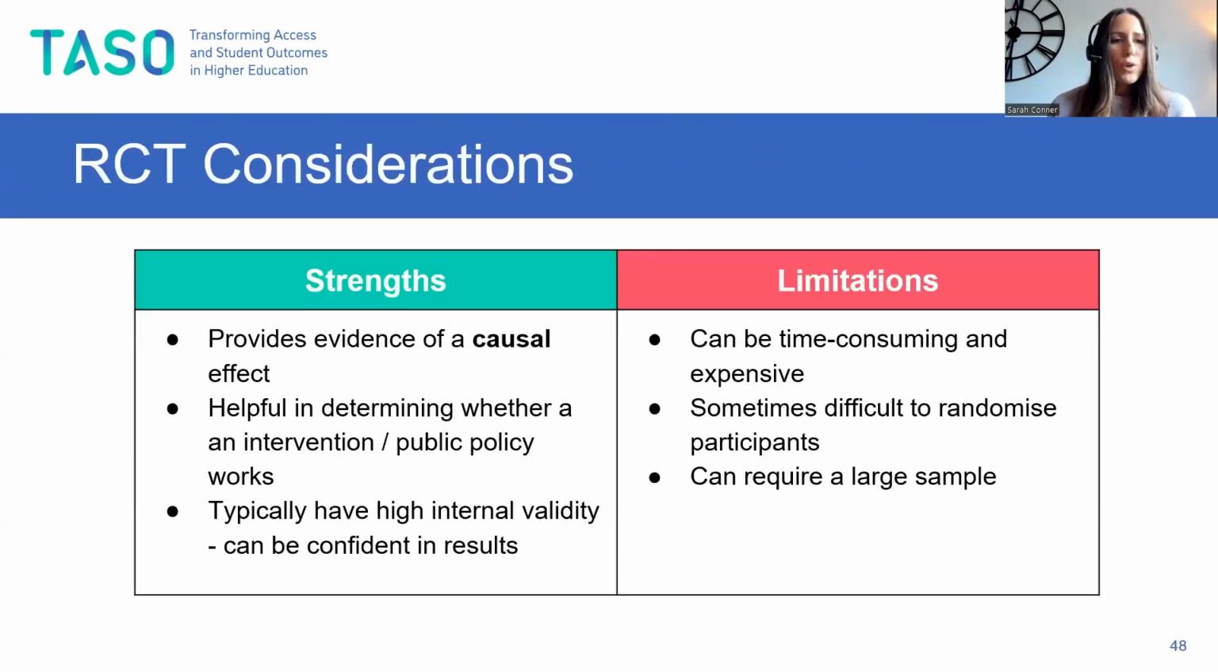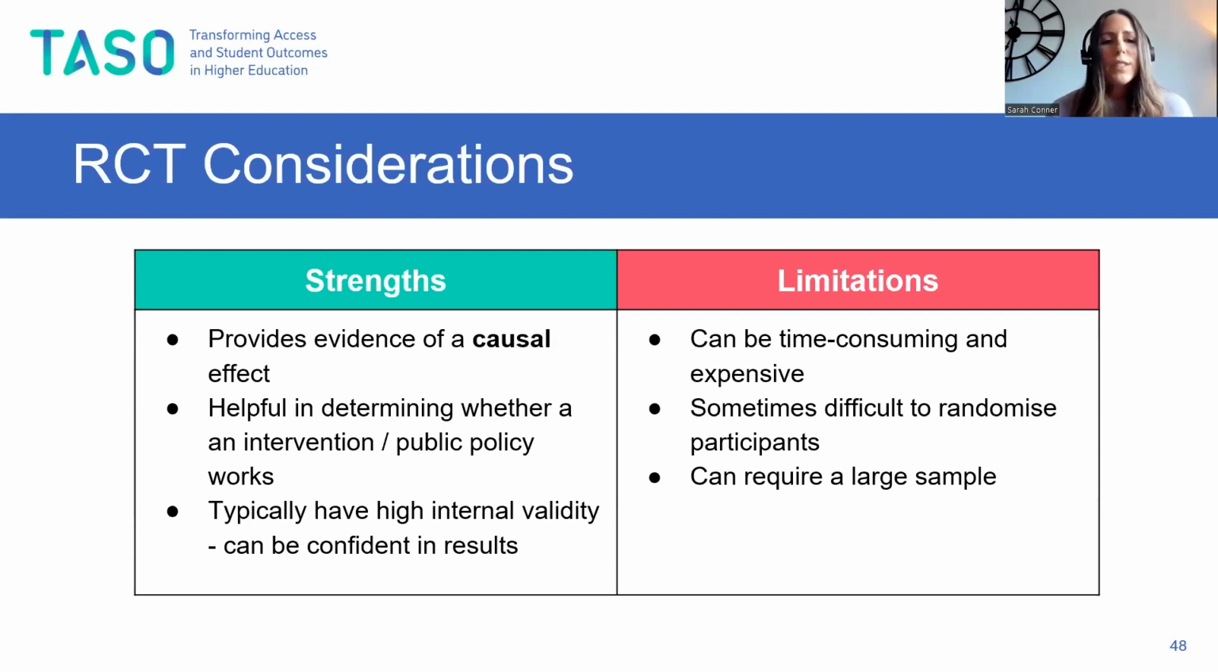So on randomized controlled trials, or RCTs, some really key strengths are that they provide evidence of causal effects. So you can actually make claims that it was the intervention that caused those outcomes. And this is really helpful in determining whether an intervention or a policy works, and therefore whether you should roll it out or increase it, perhaps in the schools that you're working with. And because randomized controlled trials are controlled and randomized and everything's balanced, they have high internal validity, so you can be confident in those results.